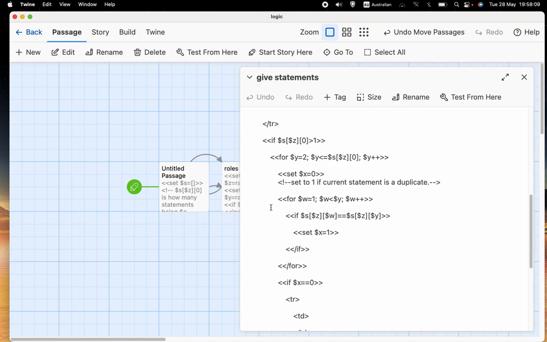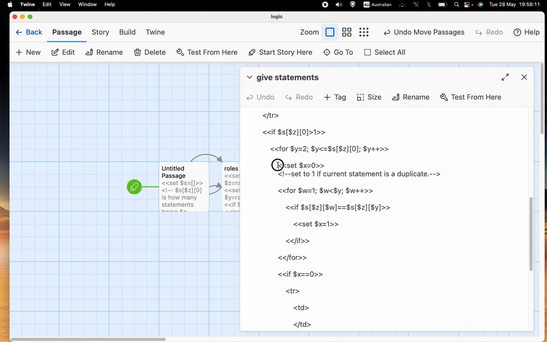And all we're doing, firstly, we check if their current statement is a duplicate. So we set x equal to 0. We go from w equals 1, and note that this is w is less than y, not w is less than or equal to y.